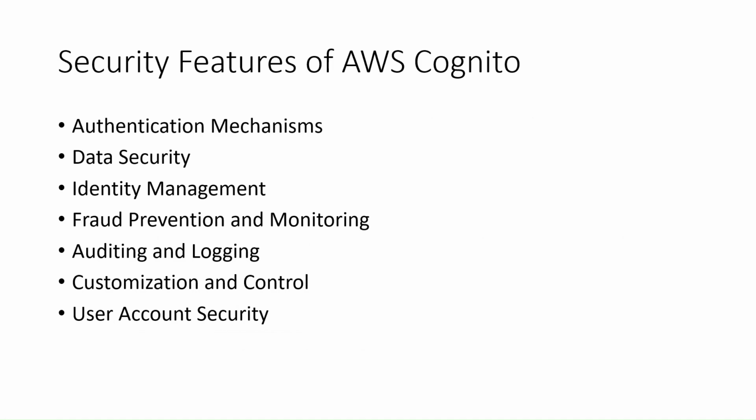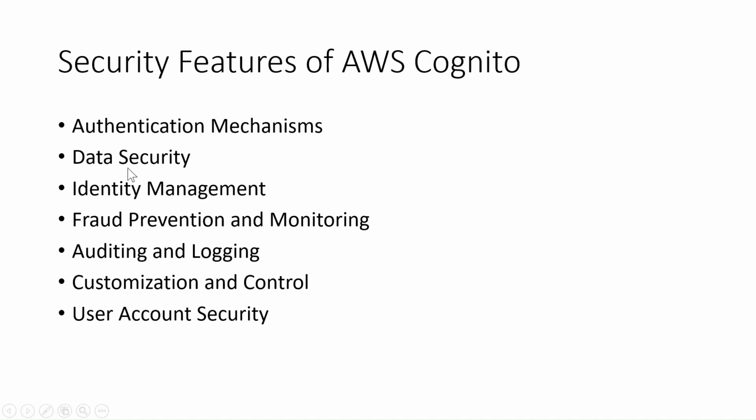Now let's see the key security features provided by AWS Cognito. Firstly, the authentication mechanism. The authentication mechanism means AWS Cognito helps verify who is trying to log in to your application. It will support multi-factor authentication, like sending a code to your phone for extra security. So you can set rules for strong passwords and even create a custom login process.